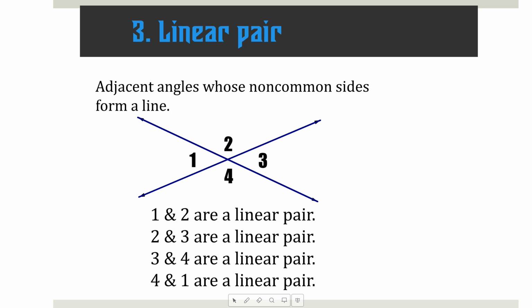Number 3, linear pair. Now, notice, same picture. All it has to do with is the ones that you choose to match up. So now that we're talking about a linear pair, they are a pair of angles that are next to each other. They're adjacent.